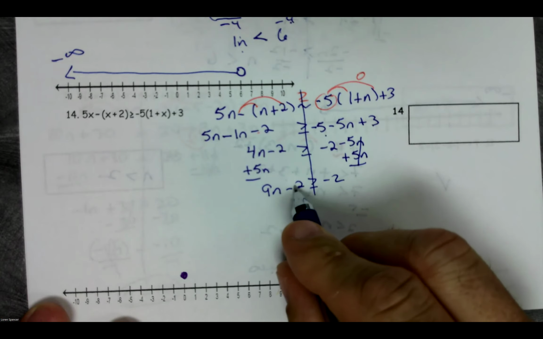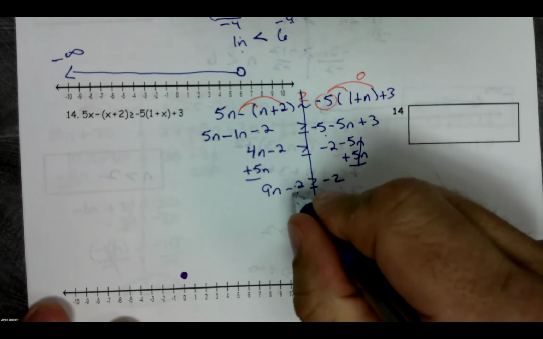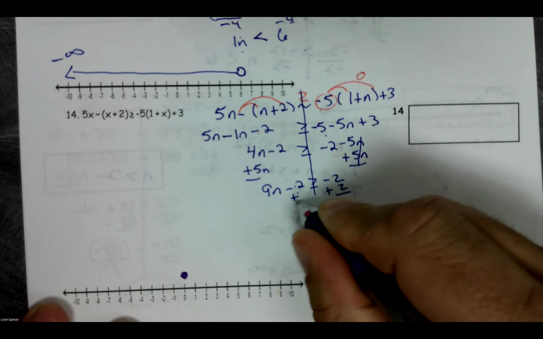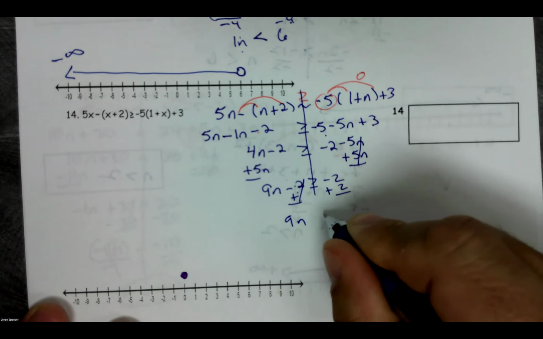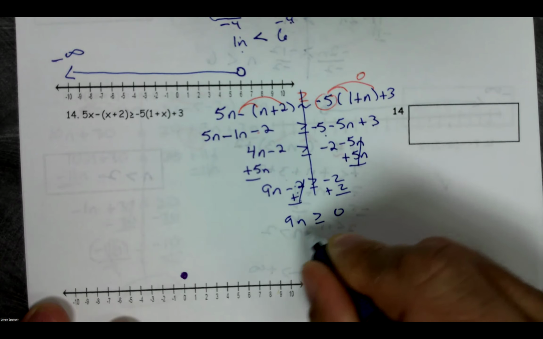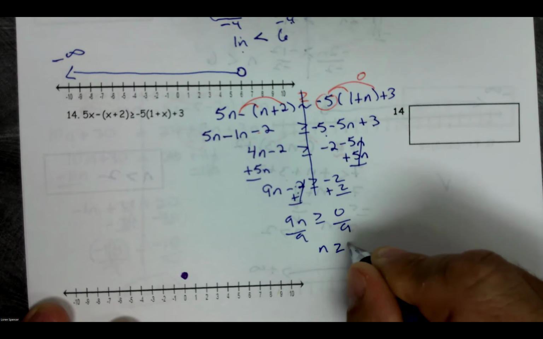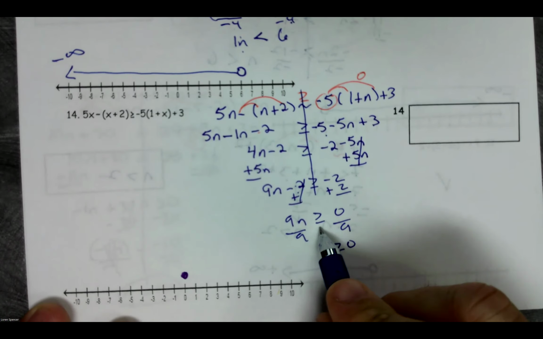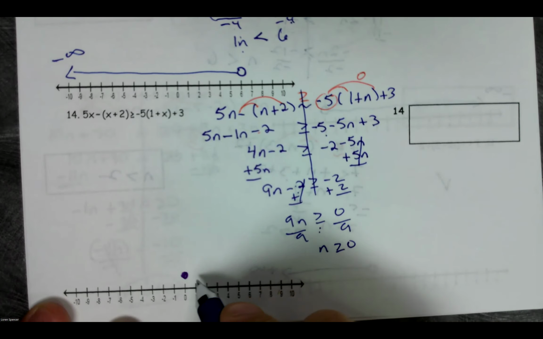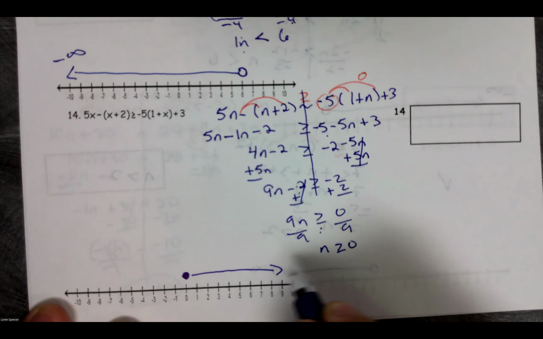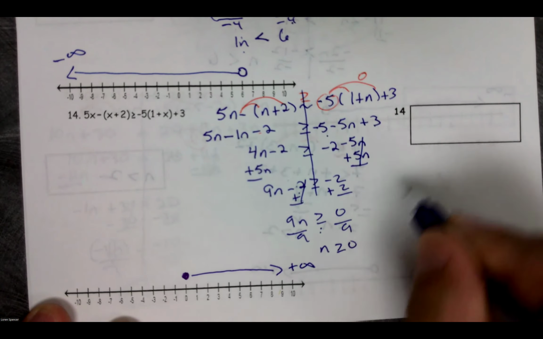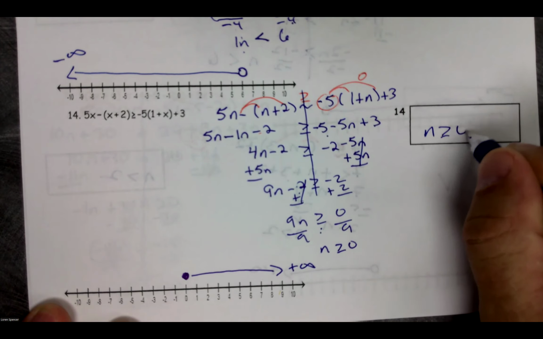The opposite, we need to move the constant away from the variable, so I'm going to add 2 to both sides. And I have 9n greater than or equal to 0. Divide both sides by 9. n is greater than or equal to 0. I divided, but I'm dividing by a positive, so I don't flip the sign. So my arrow is going off to positive infinity, and I have n is greater than or equal to 0.